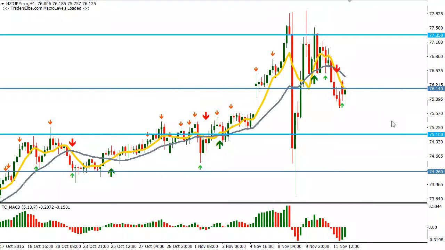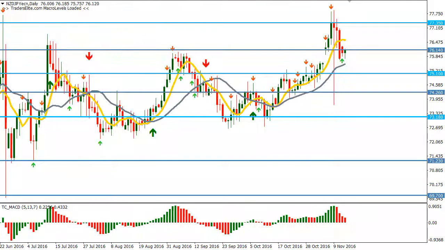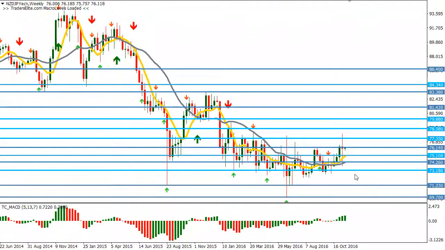Kiwi yen is a little bit different. It's weaker than the Aussie yen, downward on the 4 hour, and if it finds resistance at 76.14, we could see a move down. Daily, it is up, so it's a bit contradictory, and weekly is up.